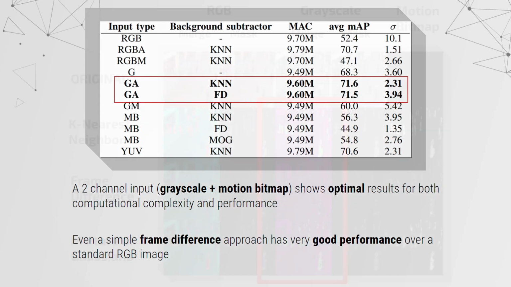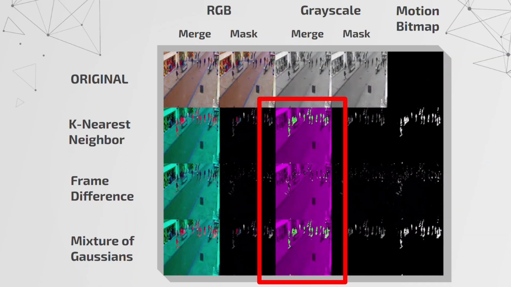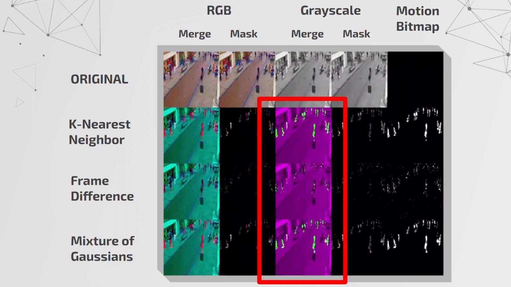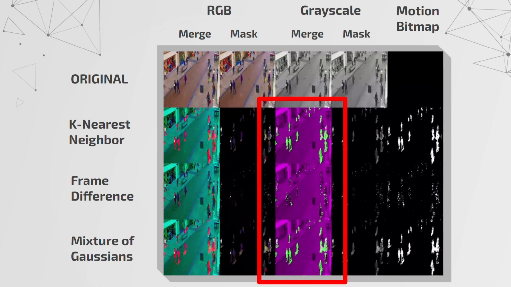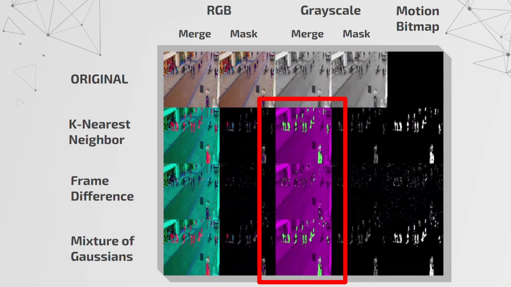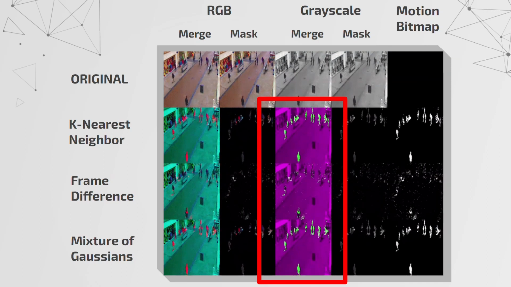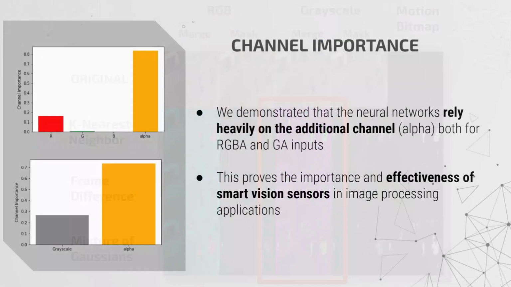And in this GIF, I highlighted what the best performing output of a smart vision sensor looks like. As I said before, these are images composed of our grayscale data coupled with the motion bitmap on a second channel. Again, you can see the background grayscale image in purple and the overlaid motion bitmap in green. We then wanted to understand if this motion bitmap is actually considered by the network in order to influence its output.